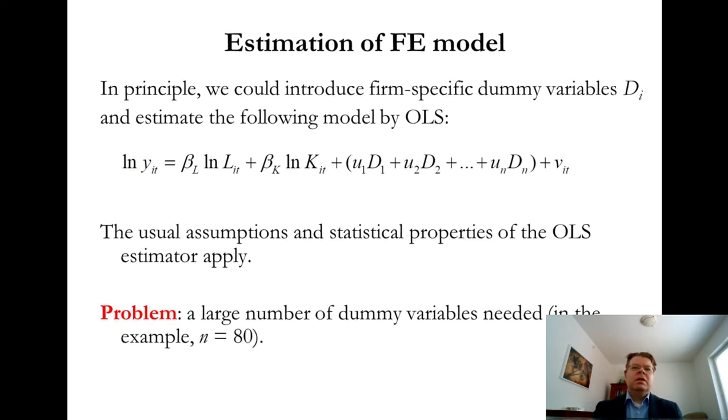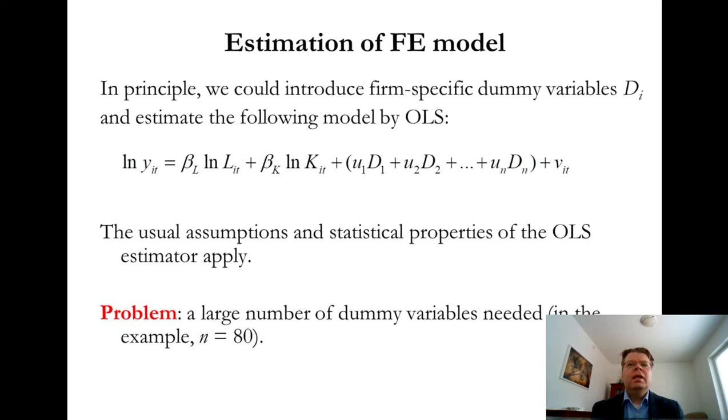So how do we estimate the fixed effects model? One way to think about it would be that we could just use the firm ID that we have in the data to form a number of dummy variables. We could have firm-specific dummy variables, or if it's a cross-country panel, country-specific dummies. And then we could just estimate an OLS regression with the dummy variables.